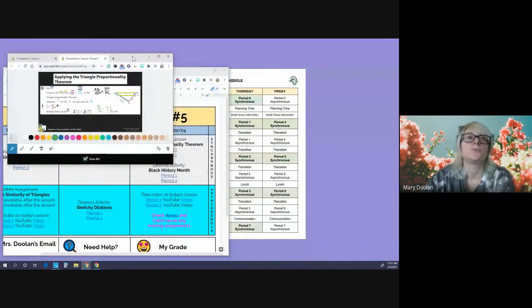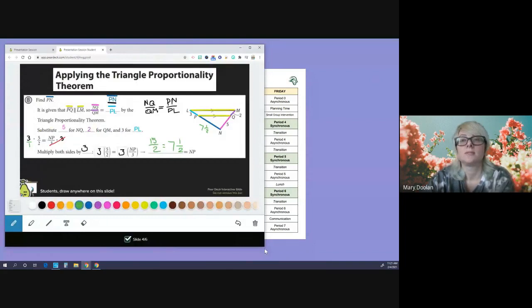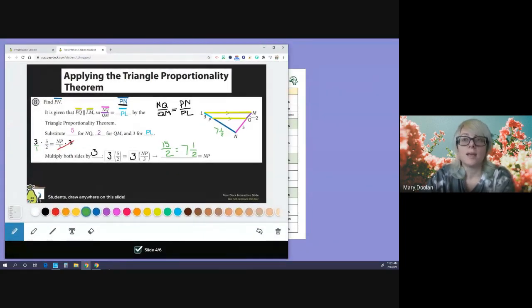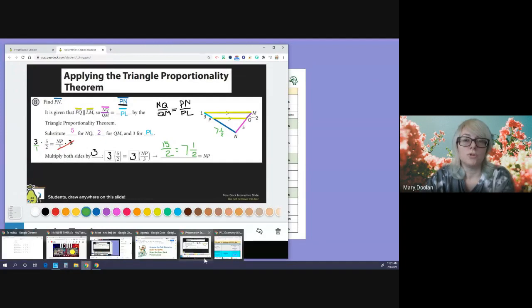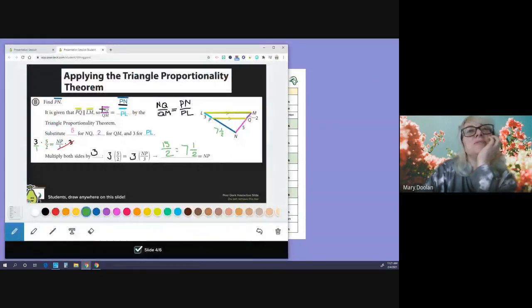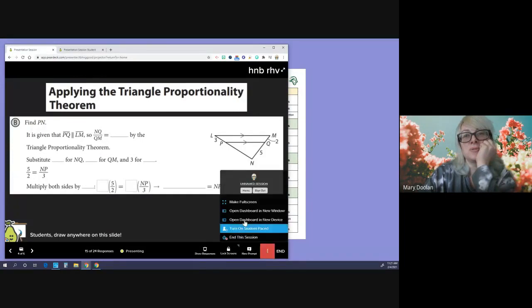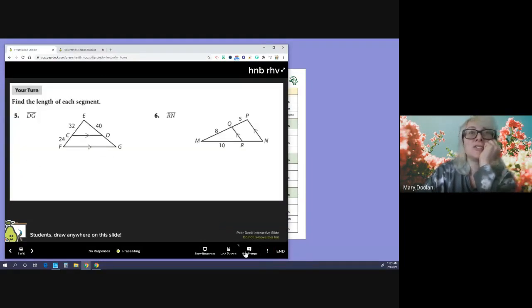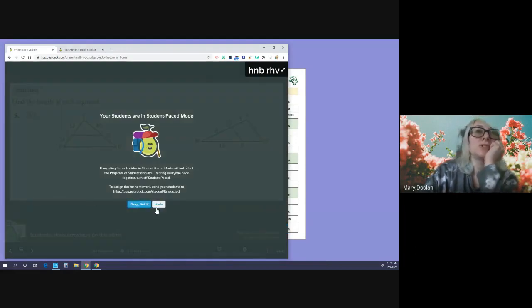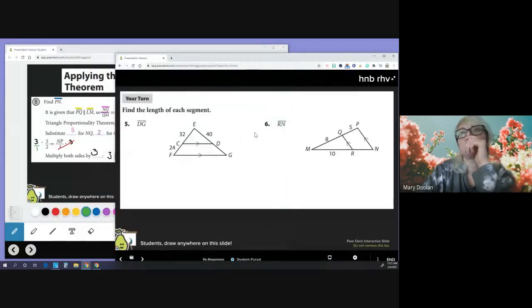I'm going to leave this up because some of you may not be done copying that. I'm going to put you on student pace mode. So let me find where I put it. It's not there. Oh, there it is. I'm going to put you on to the next slide, unless you need to go back. Student pace mode means if you aren't done and you want to go back, you can. You can go to any slide you want to go to.